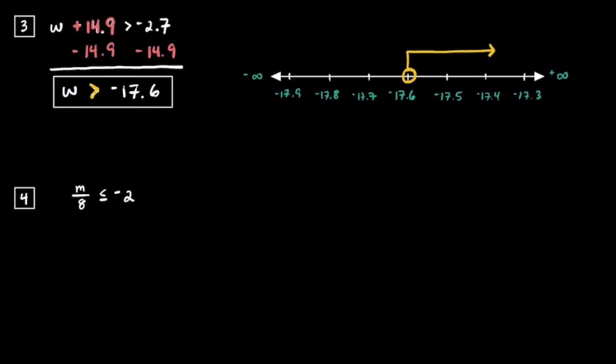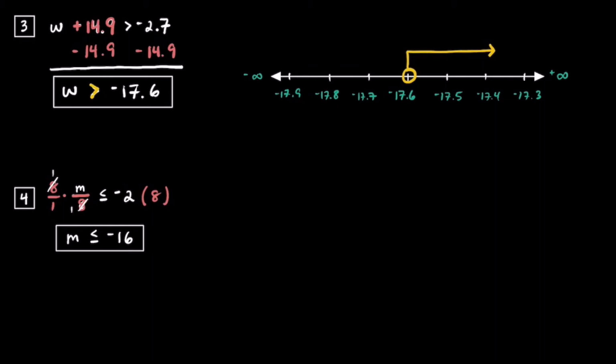In example 4, we have m over 8, or m divided by 8, is less than or equal to negative 2. To solve this particular inequality, notice that our operation is division and we're dividing by 8, so let's use the multiplication property of inequality and multiply both sides by 8. When we multiply both sides by 8, on the left side the 8s are going to cancel to make 1, and we'll just have 1m, or just m if we don't write that leading coefficient, and m is going to be less than or equal to negative 2 times 8 on the right side, which should equal negative 16.